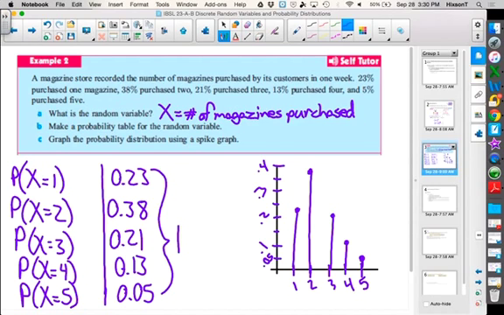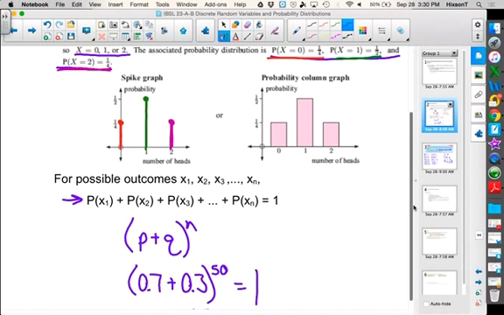And then we have 0.05. Okay? So that would be our spike graph for this probability distribution. Okay? Does that make sense? It's pretty simple. So, two main things from this lesson. One is the notation and the different kinds of graphs. The other thing is, from here, making sure that you can identify a valid probability distribution. All the probabilities are between 0 and 1, and all the probabilities add up to 1.